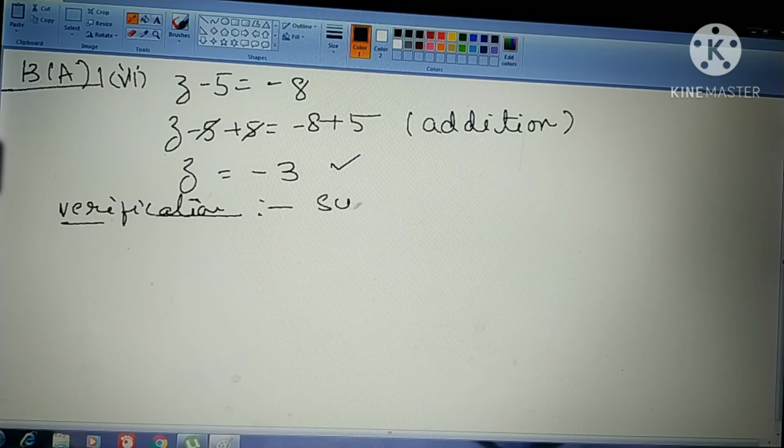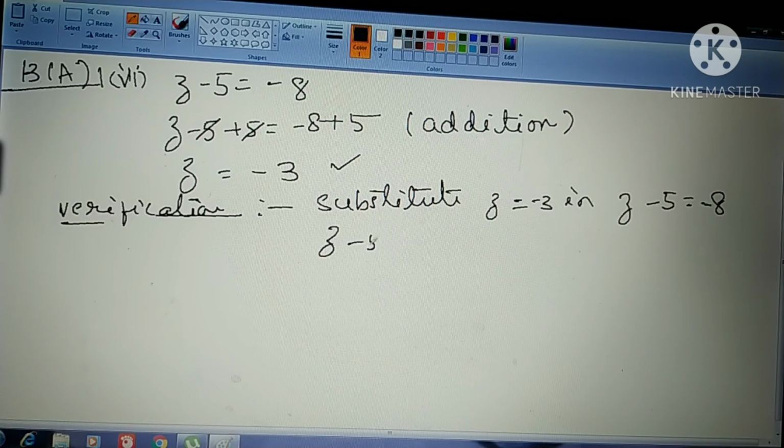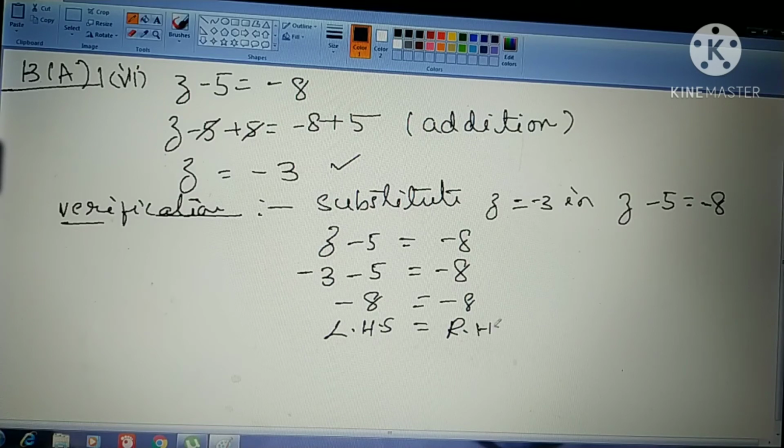Substitute z equal to minus 3 in the given equation, z minus 5 equal to minus 8. Now see, z minus 5 equal to minus 8. Substitute the z value, that is minus 3. So what do you get here? Minus 3 minus 5, minus 8. That is equal to minus 8. So LHS equals RHS. Understood now? Okay.